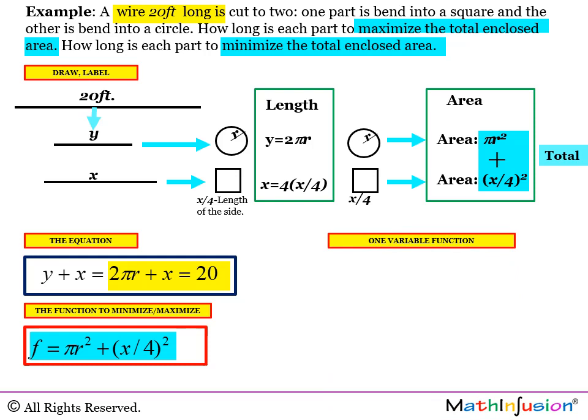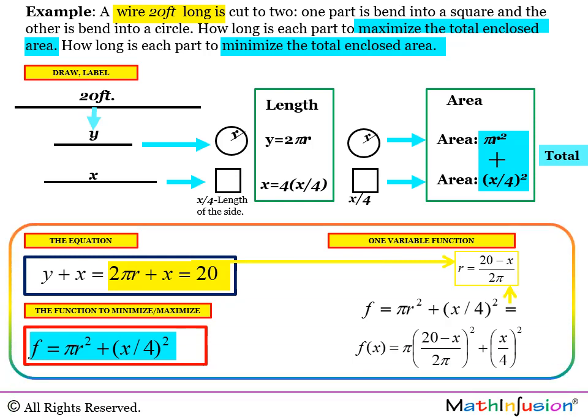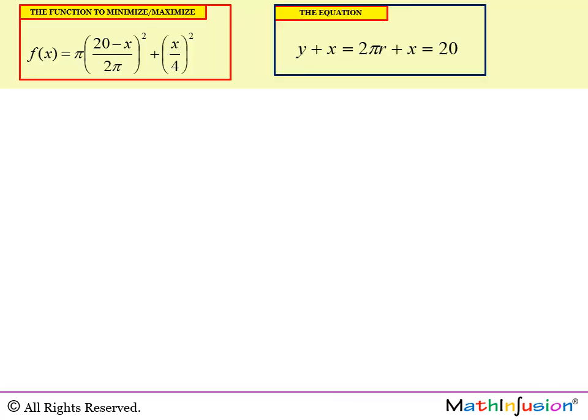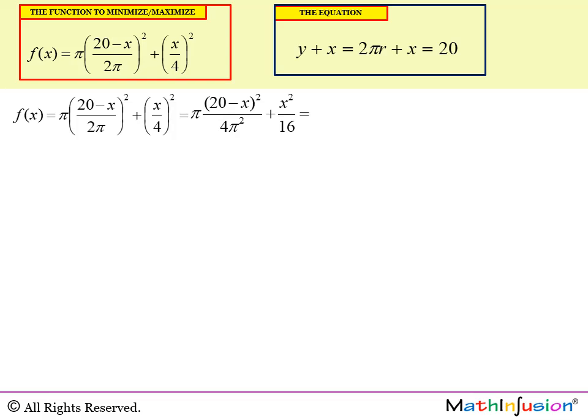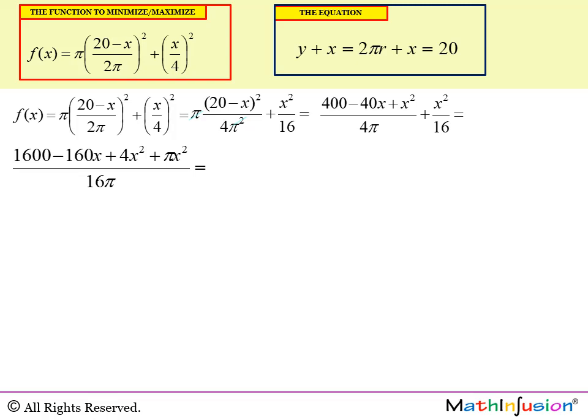Let's work now in one variable. From here we can figure out what r is. r is 20 minus x over 2 pi. So we plug it into f and we get the new function which has only one variable, the variable x. We really would like now to simplify the function f of x. Now you can see that you can cancel out one of the pi's here. So you get only 20 minus x to the power of 2 over 4 times pi in the first part. Now let's expand 20 minus x to the power of 2. And now we need a common denominator. We will take the least common denominator, which is 16 times pi. And we will get that.